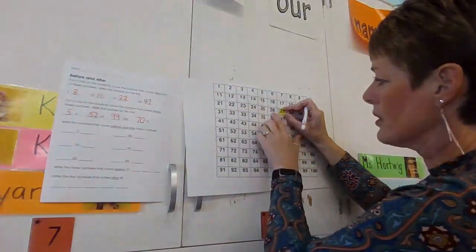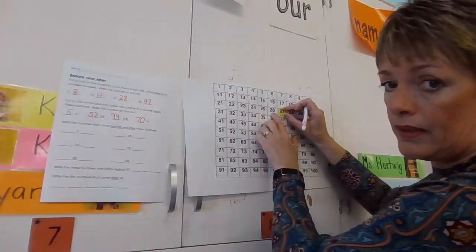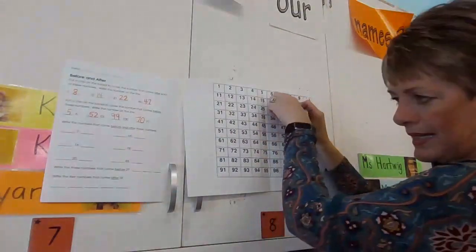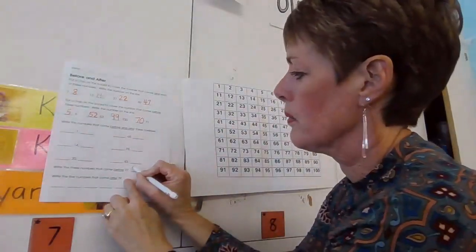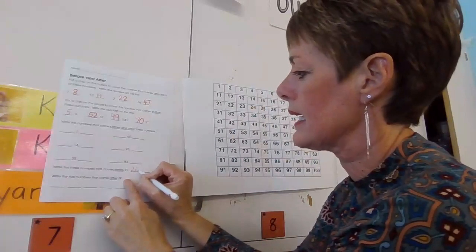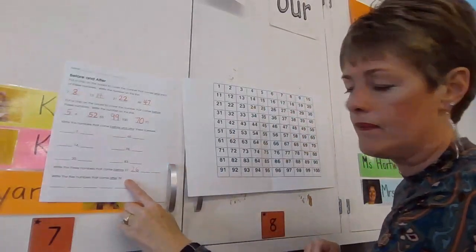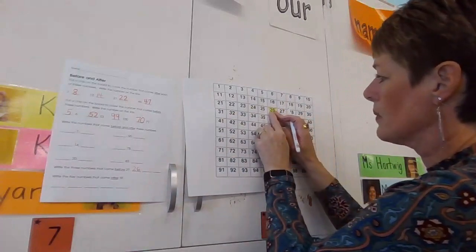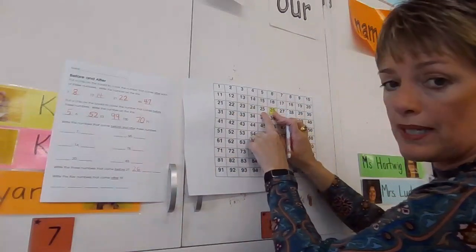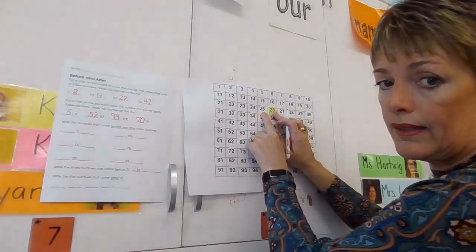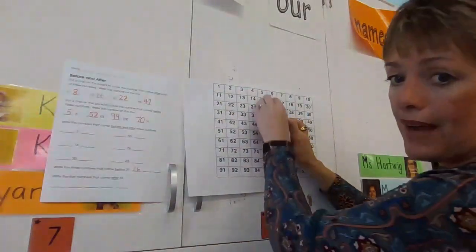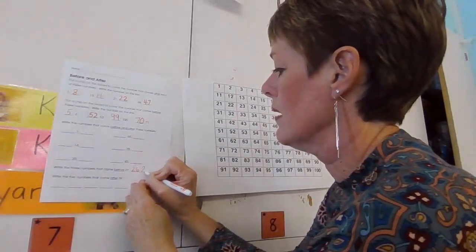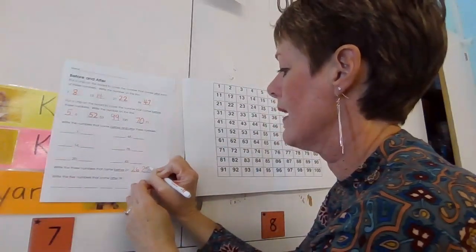So what's the first one? The one that comes just before 27 is 26. So we're going to write 26 here. Then we'll move our chip. We're on 26 now. What comes right before 26? 25. So we're going to write that one. A 2 and a 5.